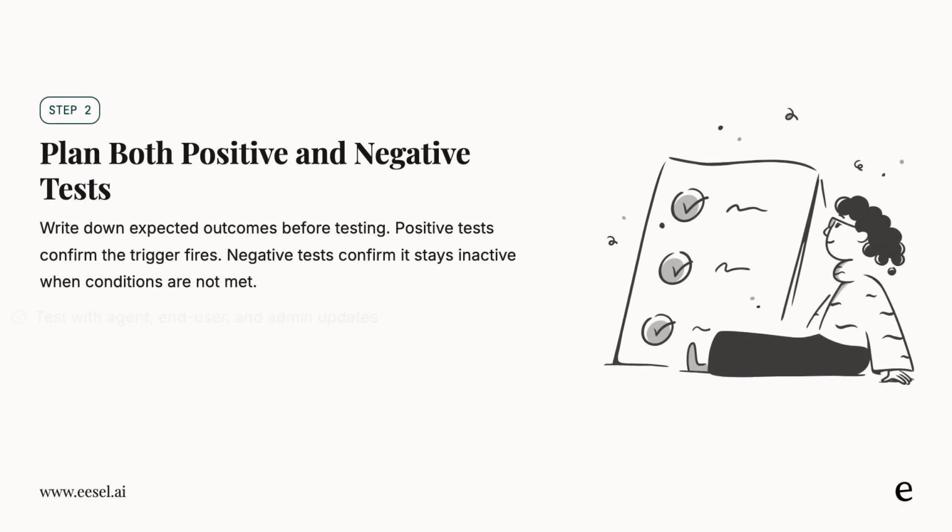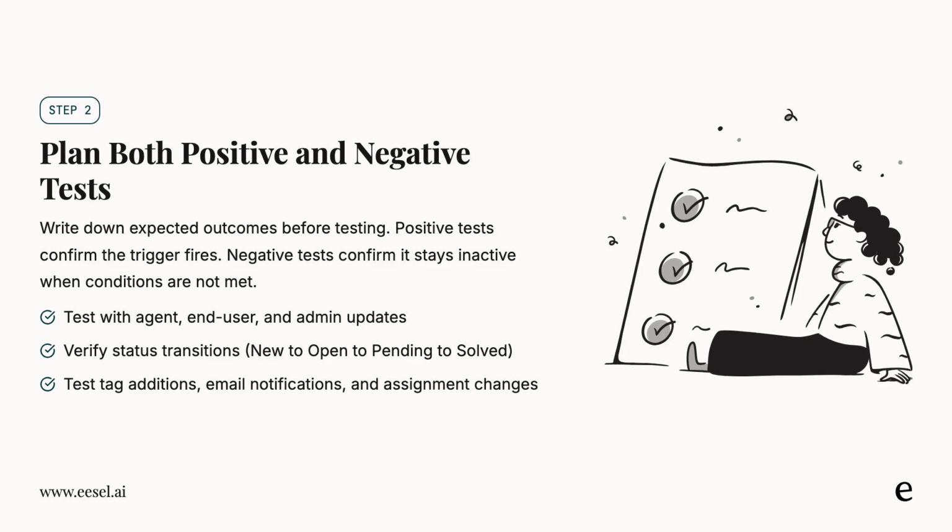Good testing requires planning before activation. Create test tickets that match your trigger's conditions and design both positive tests, where the trigger should fire, and negative tests where it should stay inactive. Write your expected outcomes down first so you are not rationalizing unexpected results after the fact.